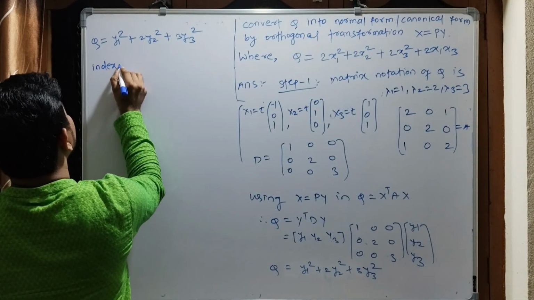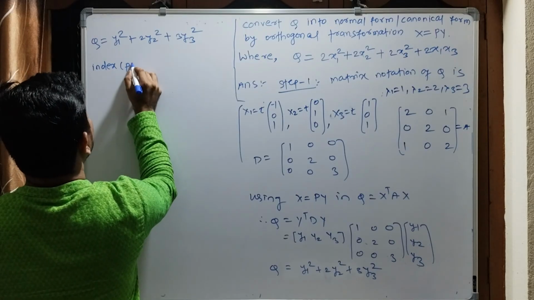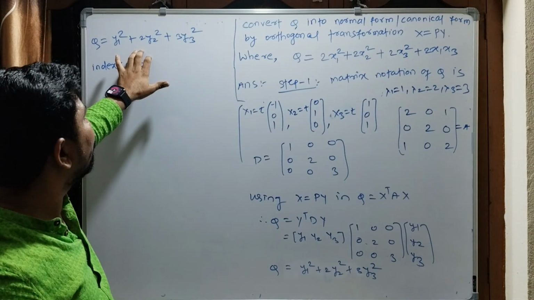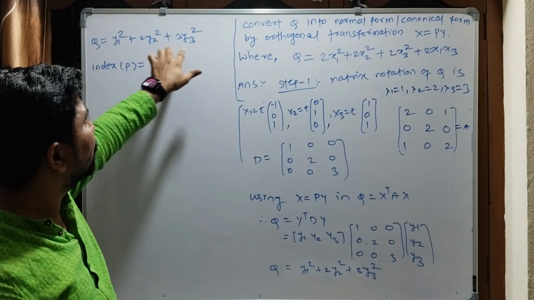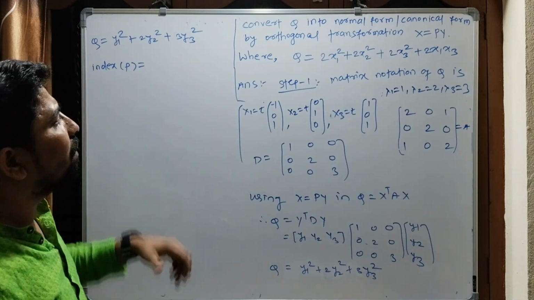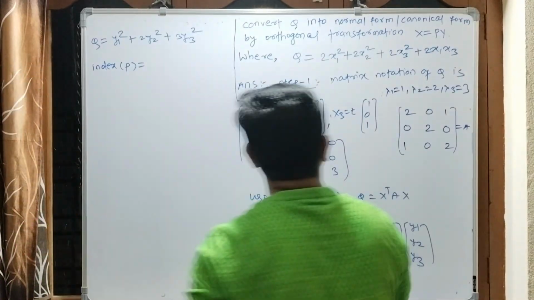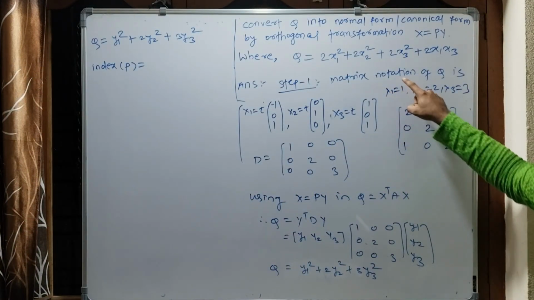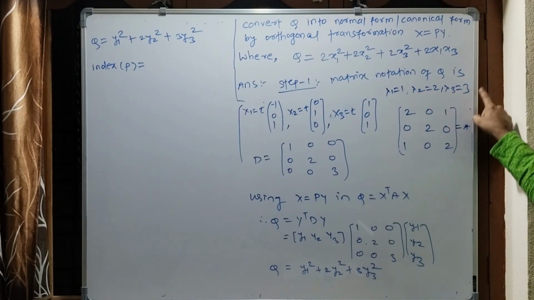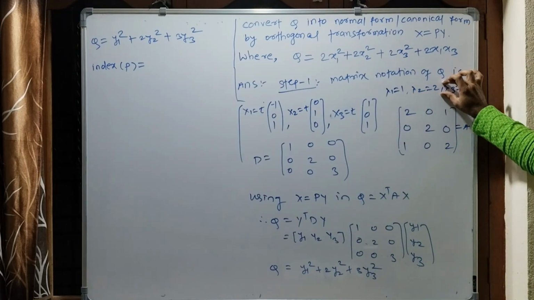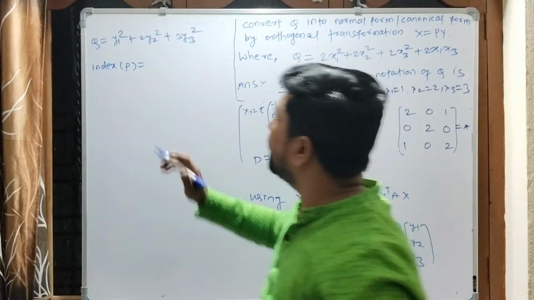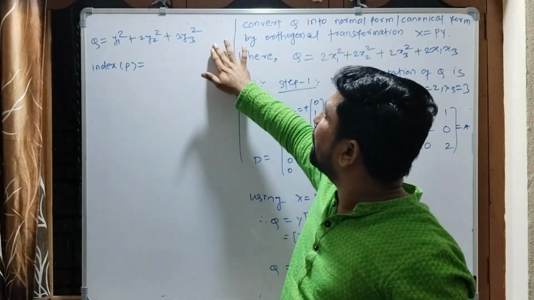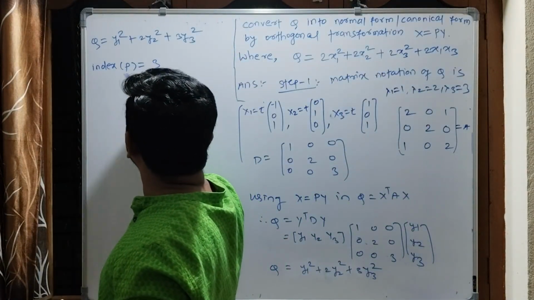Here I will define the index. Most of the time, the index is denoted by p. Index equals the number of positive terms in the normal form, or we can define it as the number of positive eigenvalues. So here you can observe one thing. This is my first eigenvalue, second eigenvalue and third eigenvalue. The first is positive, the second eigenvalue is positive and the third eigenvalue is also positive. So the number of positive eigenvalues is 3. So you can define index equal to p, and the number of positive terms in my normal form is 3. This is my index.